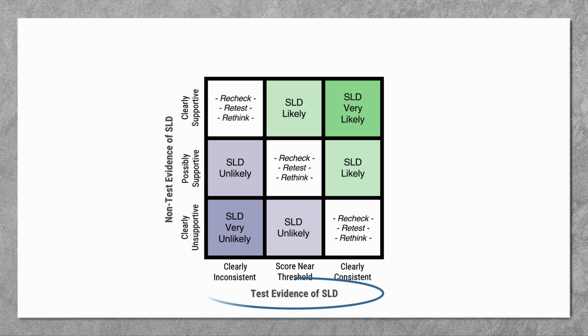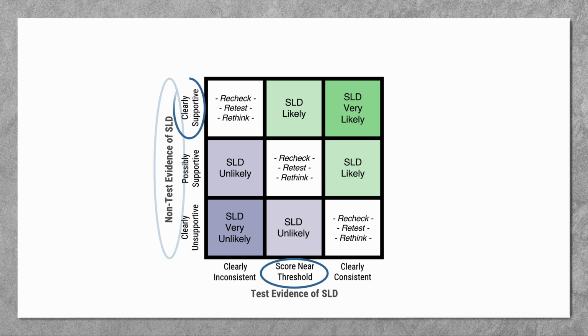So looking at the test evidence for our student, the scores are near the threshold. They're in that 5-point buffer zone. But the non-test evidence is clearly supportive. Remember I said those reading scores were higher than expected. This kid has been struggling since kindergarten, and there's also a family history of reading problems.